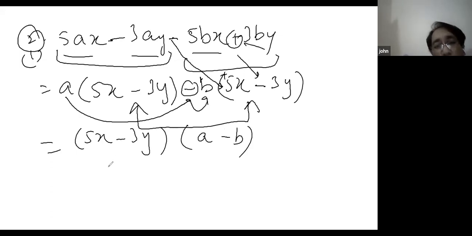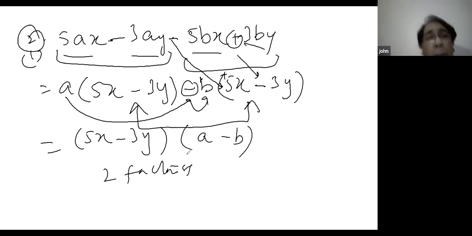Now you have two factors. It is not necessary that every time you will get two factors. Probably you will get more factors, but this process is called factorization. The process is known as factorization. Any query? Any question, my dear?